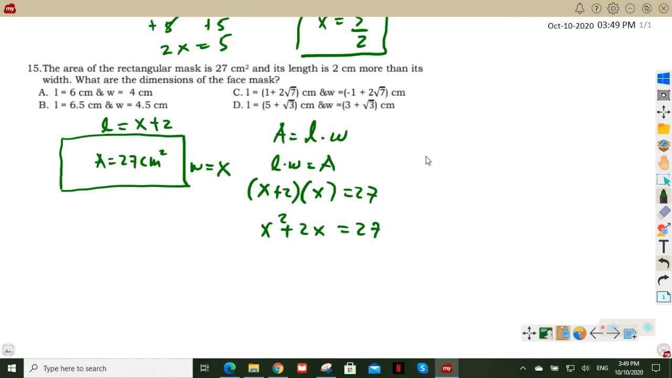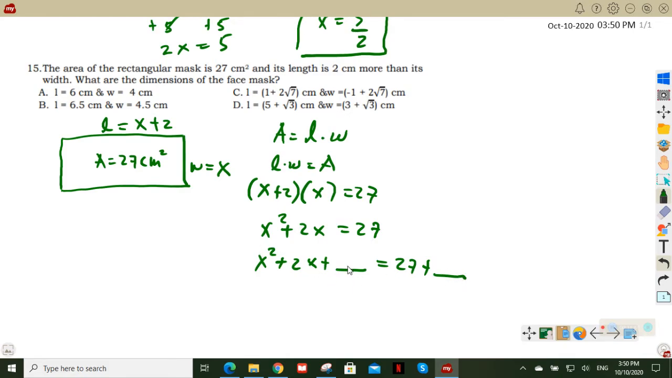What method? If we have a negative, would we use factoring? It can't be, because of negative 27. Okay, we'll use completing the square. So completing the square: x squared plus 2x plus blank is equal to 27 plus blank.